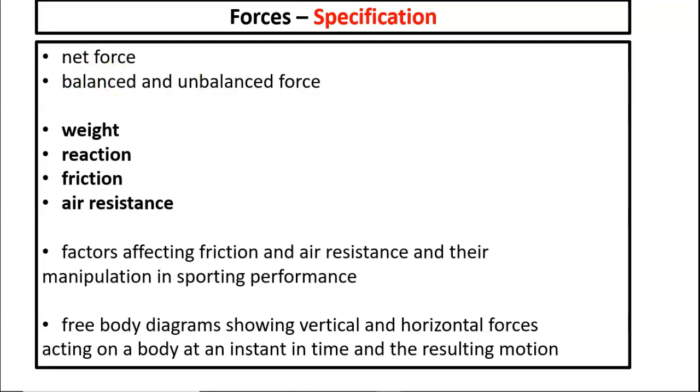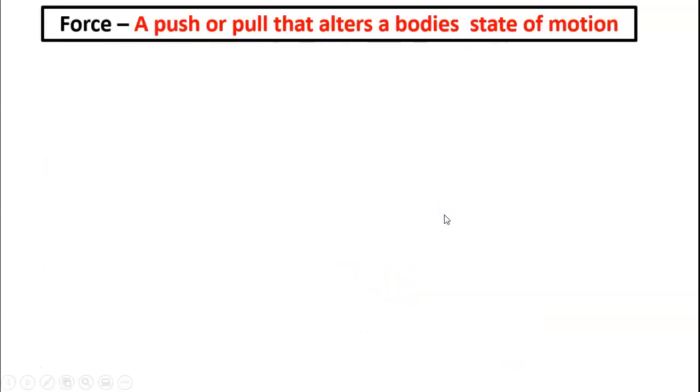So we need to look at the emboldened forces here: weight, reaction, friction, air resistance. Then we're also going to have a look at the factors affecting friction and air resistance, and then at how we draw free body diagrams with regard to different sporting actions. So if we go on from here, first things first, let's get our scene set for today's lesson.